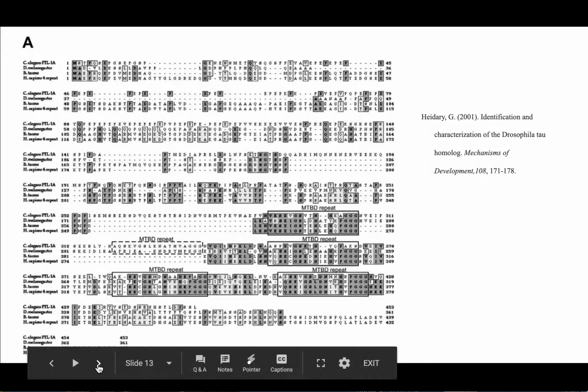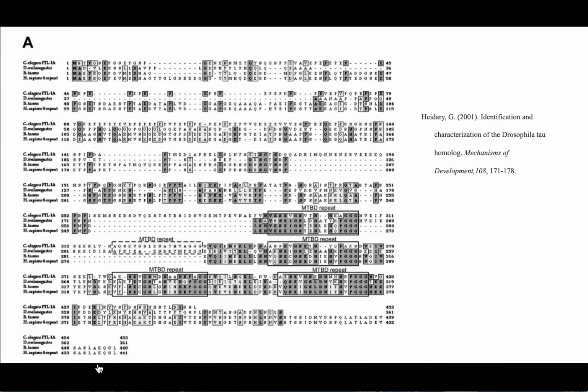And then also in a different one, they were looking at fruit fly. And so they found a homology within the fruit fly that is tau-like. And so here we're comparing C. elegans PTL1A to humans, to fruit flies, and looking at what is conserved and what's not conserved within this protein.